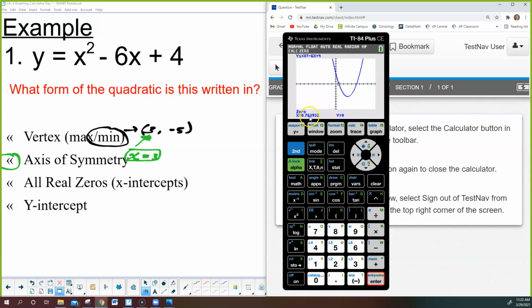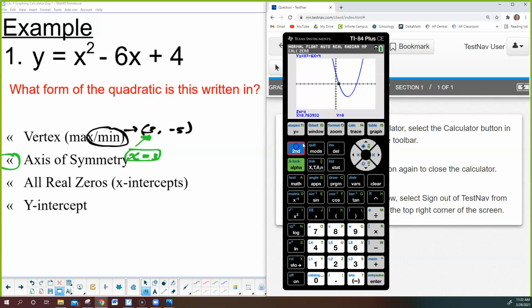0.763, but we're going to round that up to a 764. And notice the y value is 0. We wouldn't be able to get that just by using the trace feature. So you have to use the second calc. All right, so I'm going to record that down here. I'll do that in a second, but I need to find the other 0.